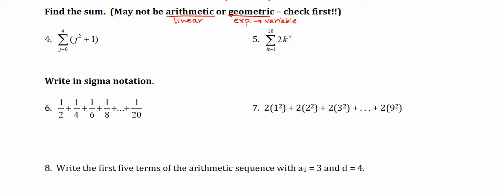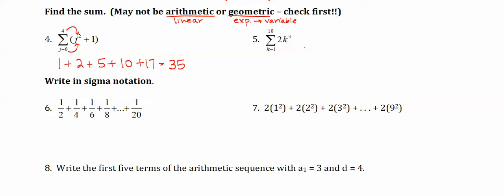Okay, so number 4, we're going to find the first term in the sequence by plugging in the bottom number. Oops, I did that again. The bottom number for j. So if I plug in 0 for j, I get my first term is 1. Plugging in 1, 1 squared plus 1 is 2. 2 squared plus 1 is 5. 3 squared plus 1 is 10. And then the last number I'm going to plug in is 4. So 4 squared plus 1 makes 17. And then we add those together to get our sum. So 1 plus 2 is 3, plus 5 is 8, plus 10 is 18, and 17 should make 35 as your sum.